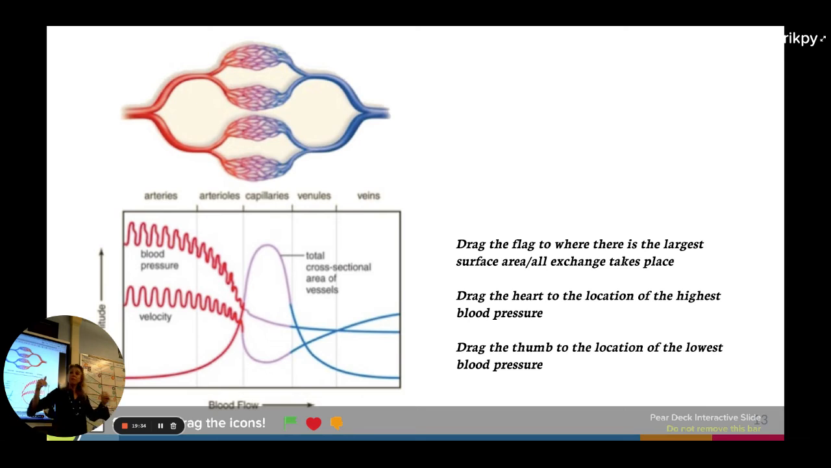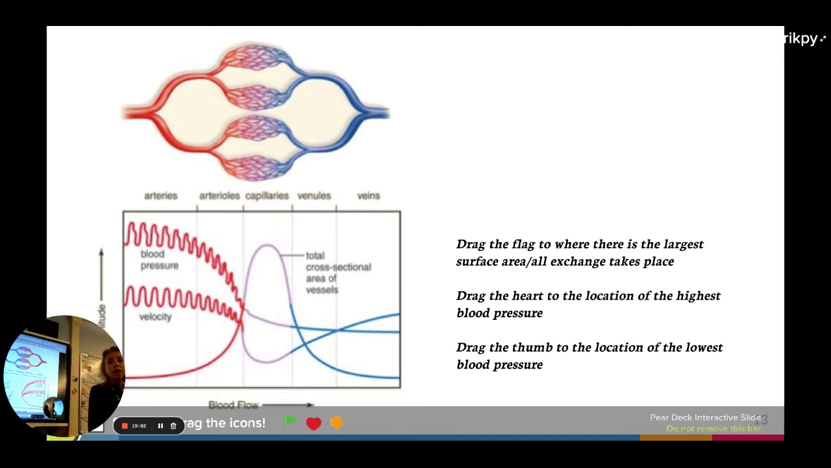Then as those capillaries come together and form venules and veins, there's less friction because you don't have as many vessels, so it speeds up a little bit. However, the pressure goes from high blood pressure down to lower. Yeah, the actual force on that blood.